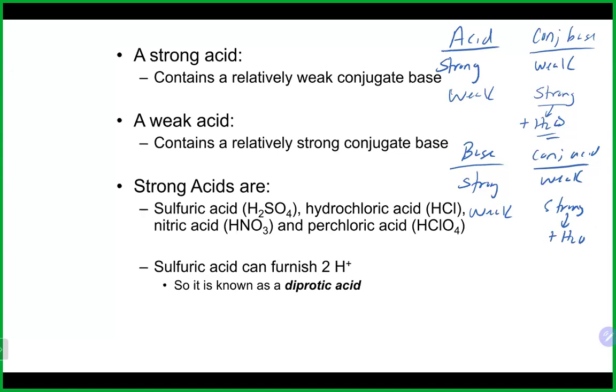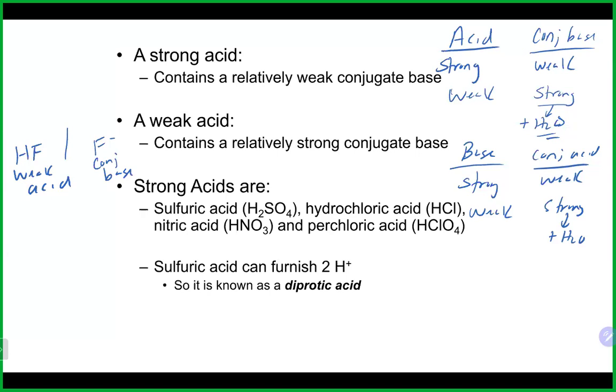So for example, if you took something like hydrofluoric acid, that is a weak acid. Its conjugate partner or base would be fluoride, F minus, right? The only difference between those two is one H plus.